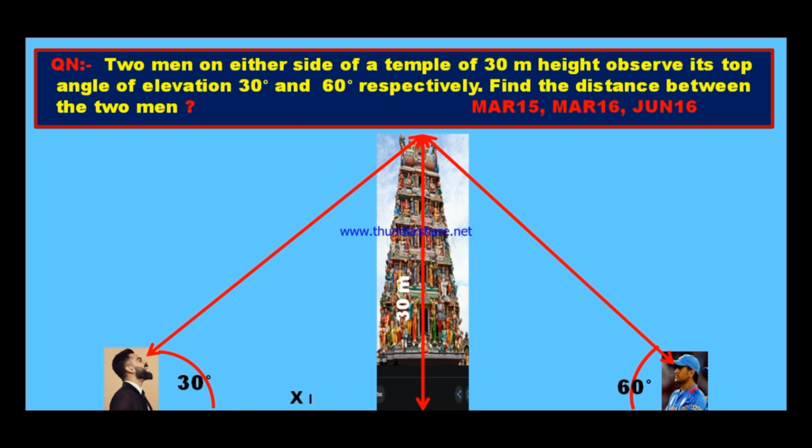In order to find the distance, let us assume that the distance between the temple and the first person is x meters and the distance between the temple and the second person is y meters. Then the distance between both the persons is nothing but x plus y. If you find the x and y values separately, you can find the distance.